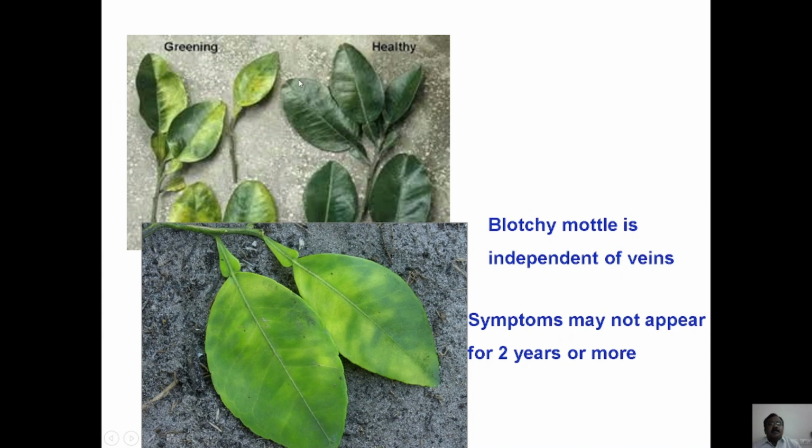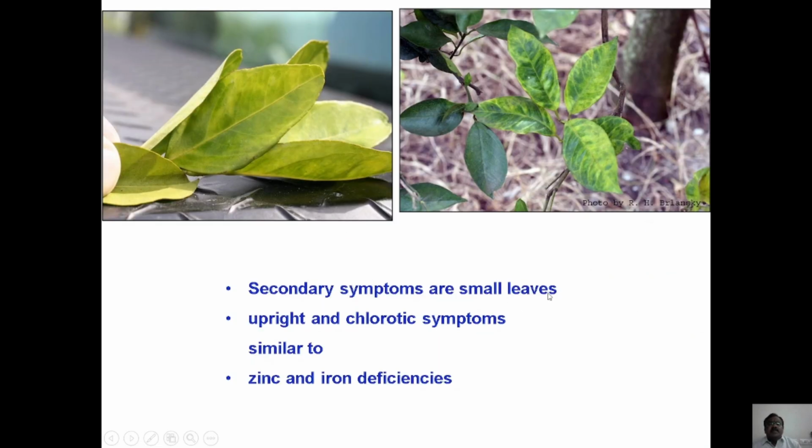This is the citrus greening symptom on the leaves, which produces a blotchy mottle type of symptom in the intervenal portions. These symptoms may not appear for the first 2 years or more, and later this symptom will become common. This picture clearly shows the difference between citrus greening affected leaves and healthy leaves. The secondary symptoms are reduced leaf size, and erect or upright leaves with chlorotic symptoms which are similar to those of zinc as well as iron deficiencies.